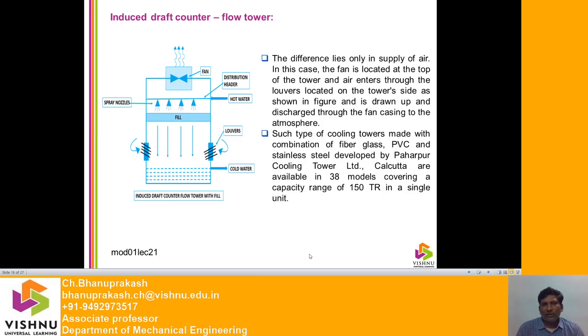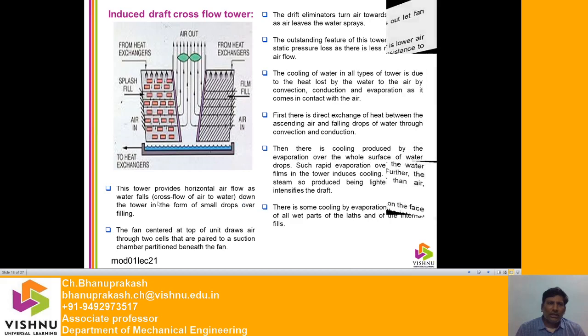This is regarding the induced draft counterflow tower. Next one is the induced draft cross flow tower. See here, the tower provides horizontal air flow as water falls. Water will be coming here in this direction, water falls. This is the cross flow of air to water.